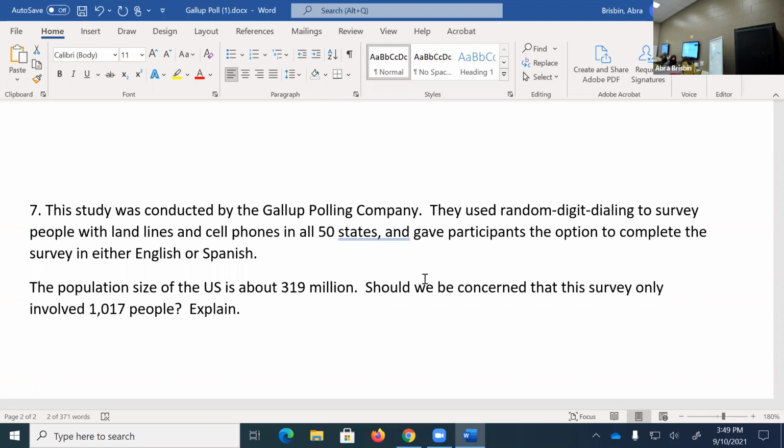But let's look specifically at this issue of population size. The population size of the US is about 319 million. Should we be concerned that this survey only included 1,017 people? What do you think? Think about it for a minute. Let's do thumbs up for yes, I'm concerned, thumbs down for no, that's not something I'm concerned about. I see a lot of thumbs up.